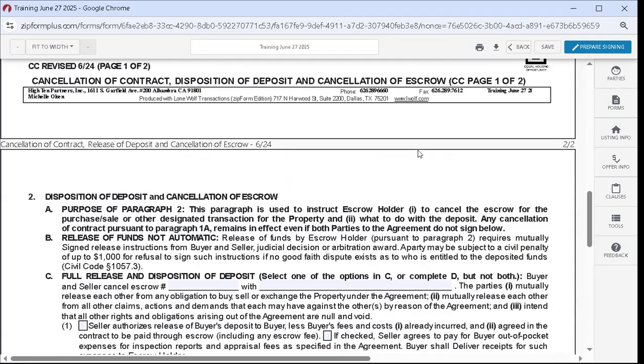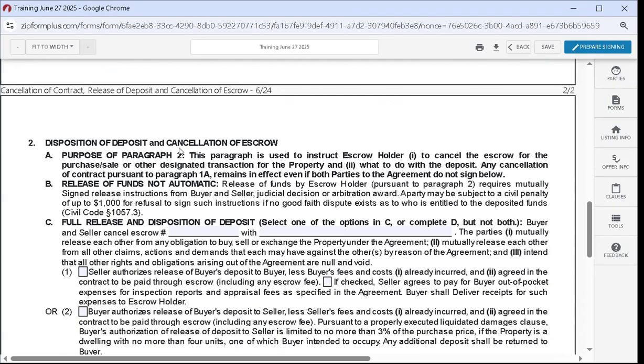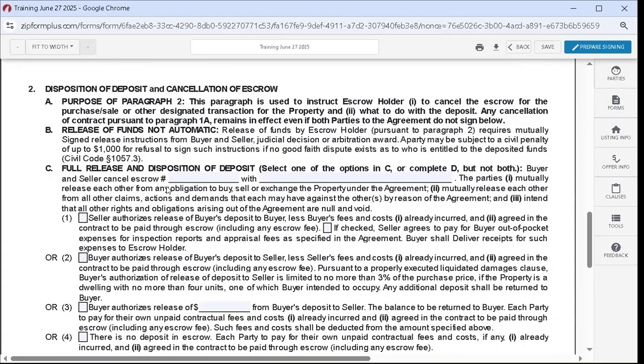Now we come to page 2. This is the disposition of the deposit and cancellation of escrow. Okay, so you're going to come here. Please put the escrow number here, what the escrow company is. Sometimes I see that people don't fill this out. Kindly fill this out for us because we're going to ask you to.